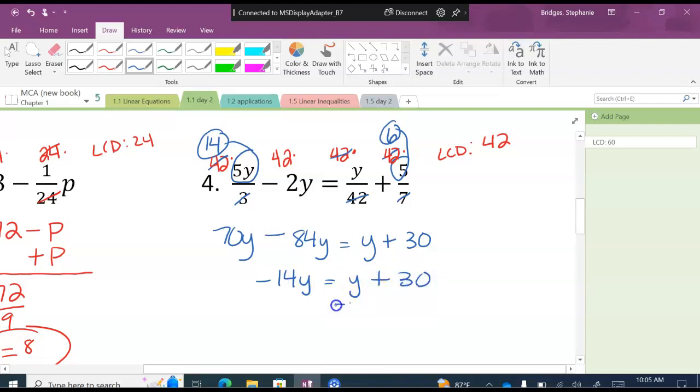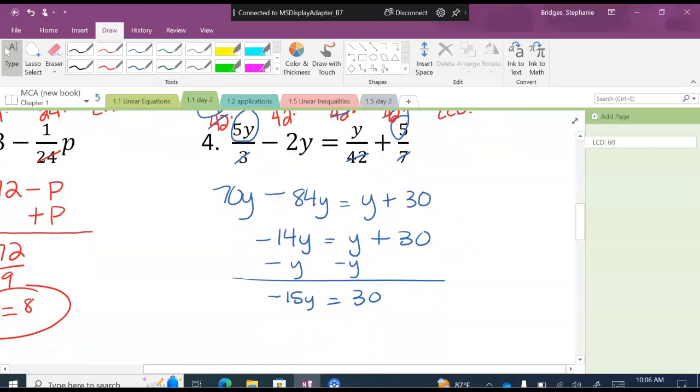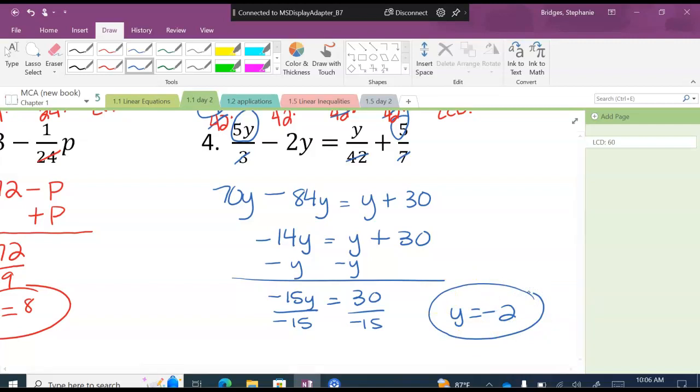And then now I can take that single y and subtract it over with that 14. That gives me a negative 15y equals my 30. And divide through by negative 15 for the answer of y equals what? Negative 2. Are we kind of okay with those?